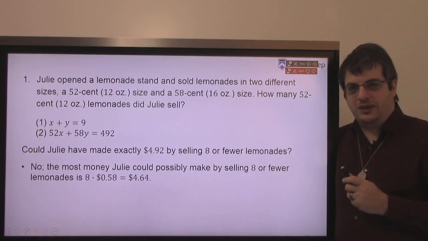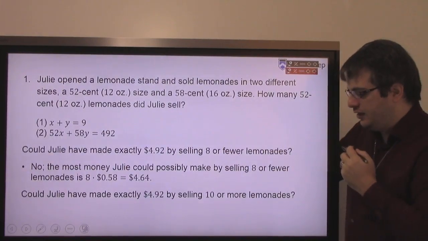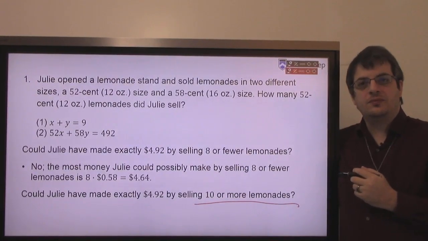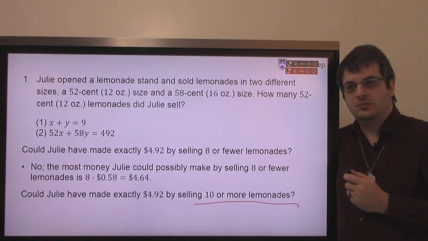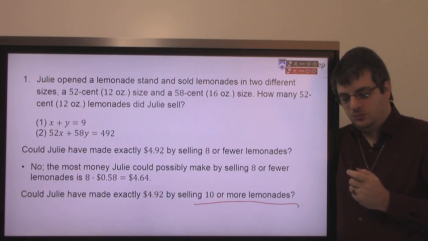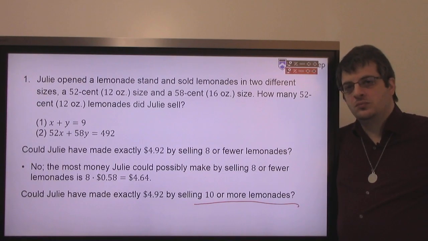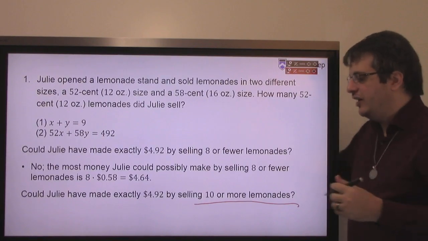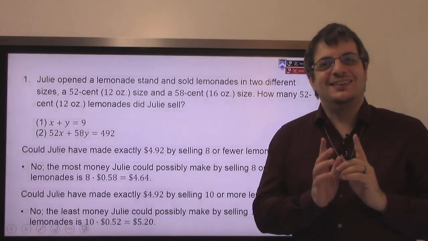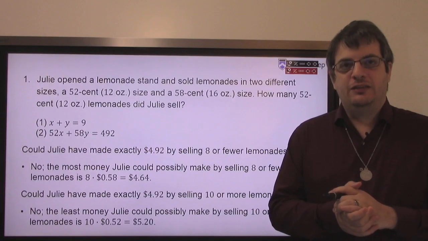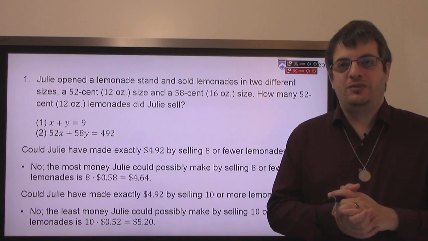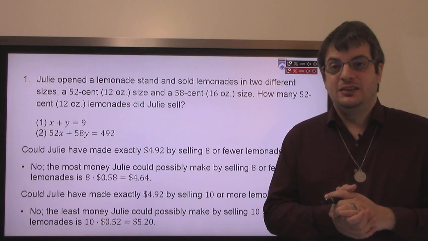What is the least amount of money Julie could possibly have made by selling 10 or more lemonades? Right. 10 times 52, 520. So, here's the fun part. Using statement 2, and only using statement 2, if Julie sold $4.92 worth of lemonades, how many lemonades did Julie sell?